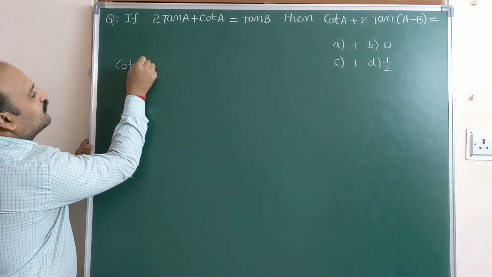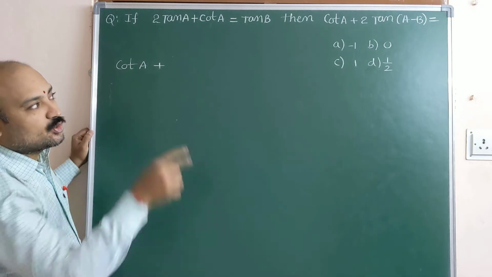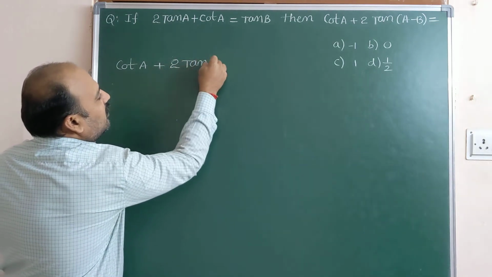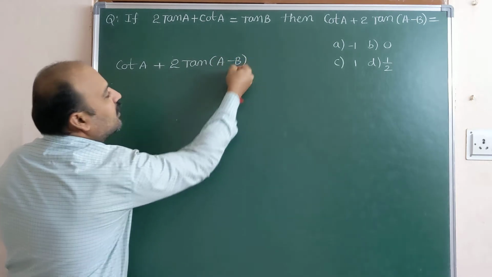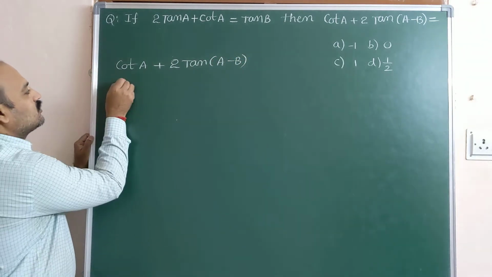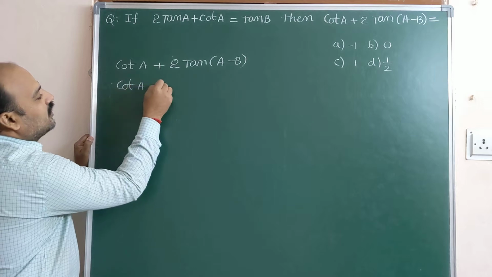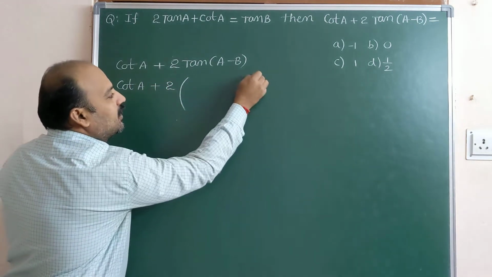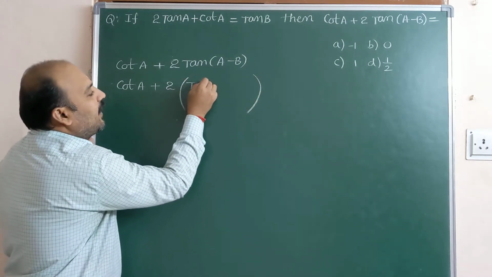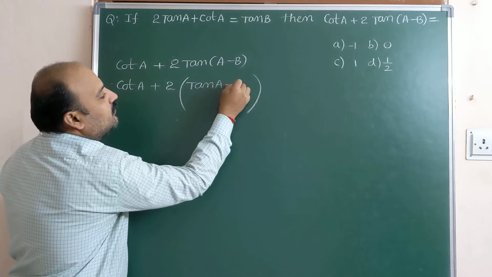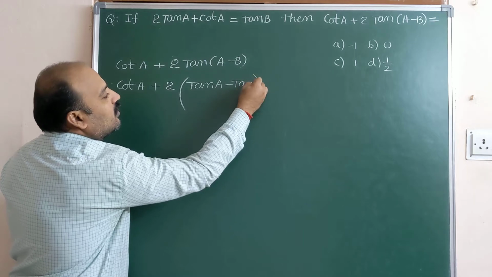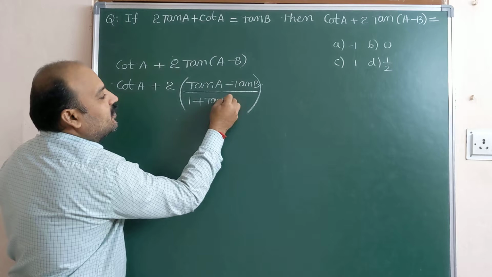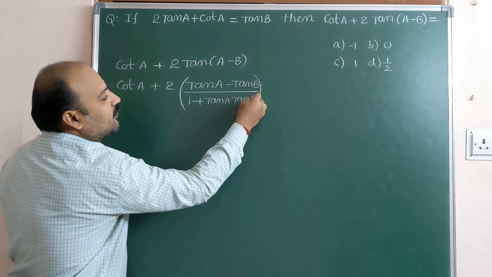Cot A plus 2 times tan of A minus B. You have to write the formula for tan of A minus B, dear students. So cot A plus 2 into the tan of A minus B formula, keep bracket, tan A minus tan B by 1 plus tan A tan B. This is the formula for tan of A minus B.